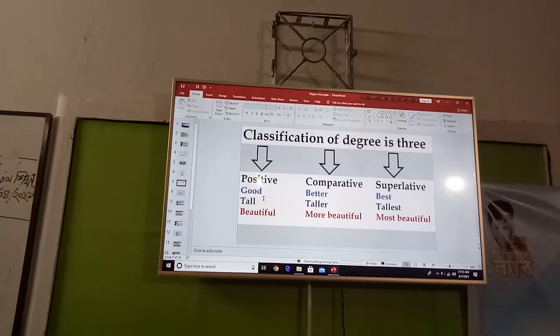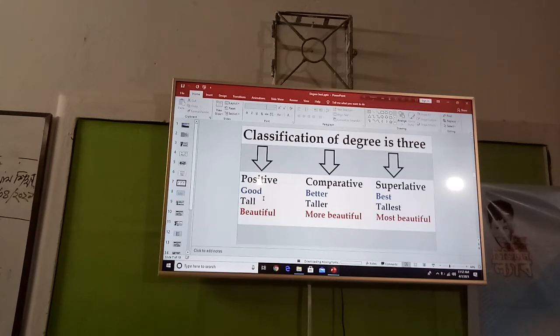Here the word good. In comparative form better and in superlative form best. Tall. That means comparative form taller and in superlative form tallest. Dear students, remember that if you pronounce the word as a single syllable, that means tall, only one syllable is used. So, in comparative form er and in superlative form est are used.